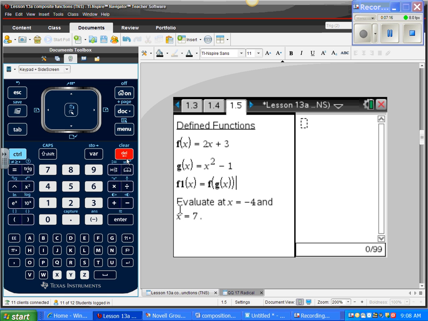Okay? We know that we went through and we found f of g of x. We're good with that, right? Somewhat. What if I want to find f of g at -4 and at 7? So we're going to do this two ways. We're going to do it using the calculator, and we're going to do it algebraically. Are you ready? Okay.